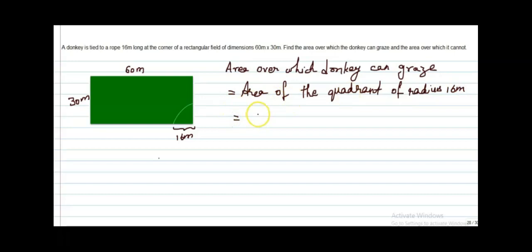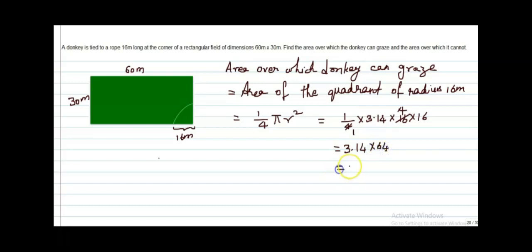Therefore, that is equal to 1 by 4 pi r square, as the area of a circle is pi r square and a quadrant is exactly 1/4 of it. Area of a quadrant is 1/4 pi r square, or 1/4 into 3.14 into 16 into 16. 4 ones are 4, 4 fours are 16. So it's going to be 3.14 into 64, or 200.96. This is the area over which the donkey can graze.